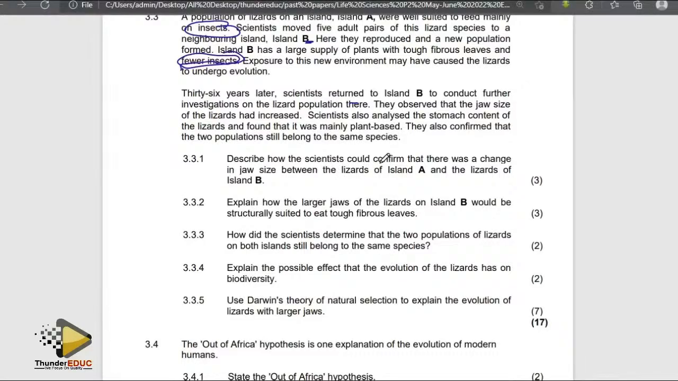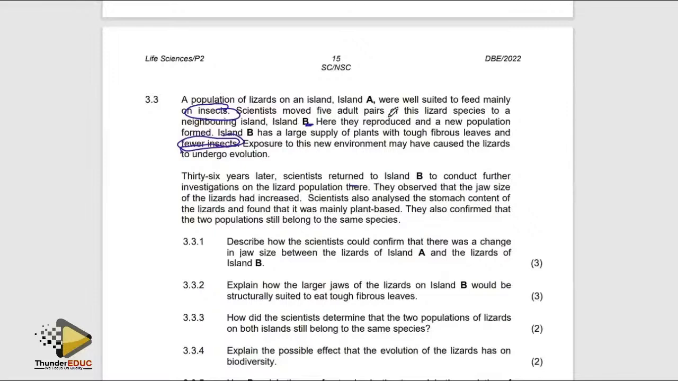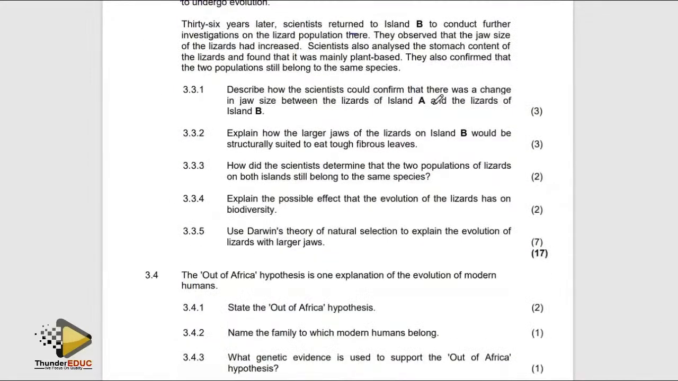So basically, what the scientists could use to confirm that there was a change in the jaw is, this is an obvious answer. It means that they had to measure the lizards on island A and the lizards on island B, and check whether the jaw size is the same, and they can compare the differences if a difference is there.